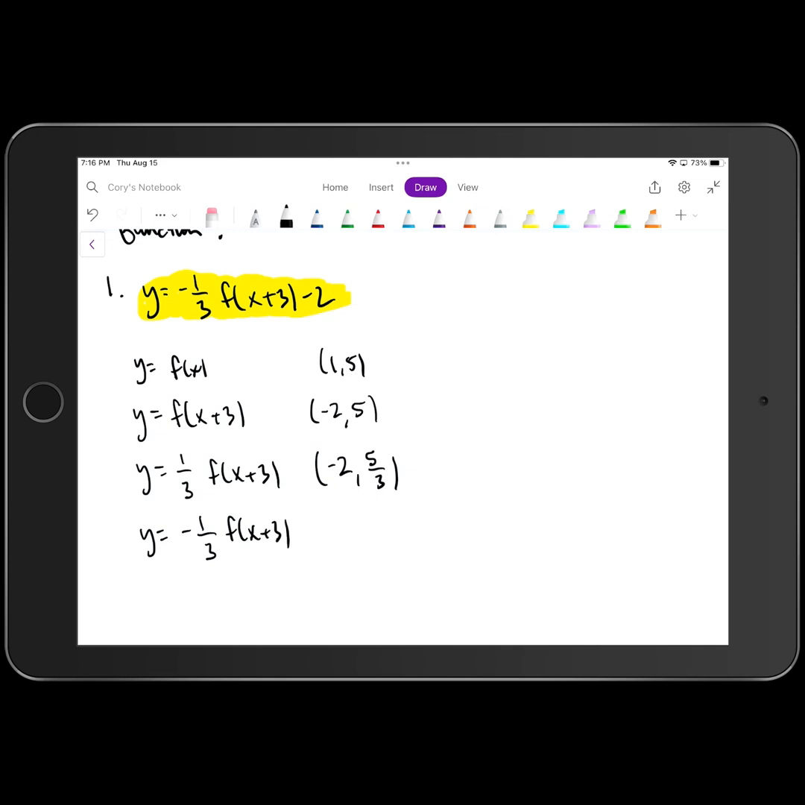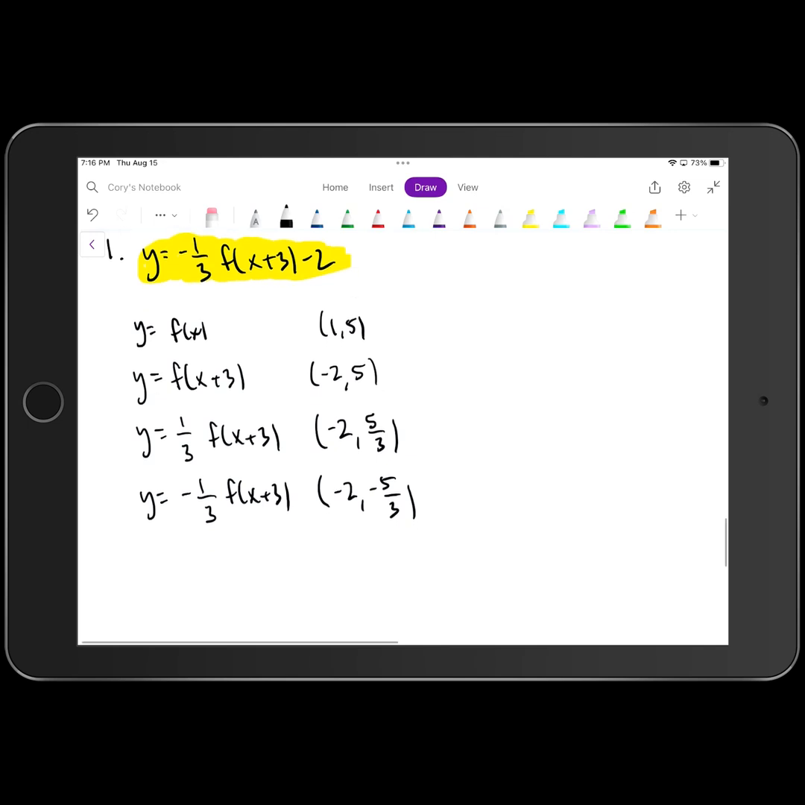When we take the opposite of the entire function, that is going to be an x-axis reflection. When we x-axis reflect, we take the opposite of the y-coordinate. So our new point is now at negative 2, negative 5/3. And the last thing I'm going to do is subtract 2, which shifts the graph down 2 units.